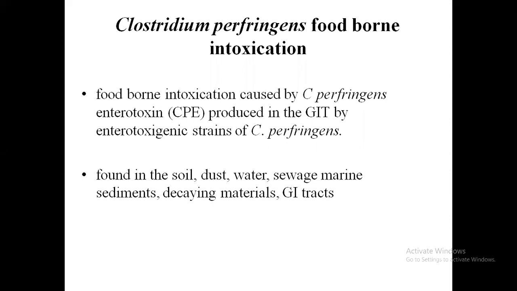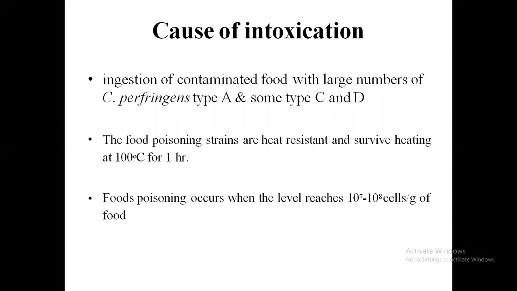So, foodborne intoxication is also caused by Clostridium perfringens enterotoxins, CPE. It is also a strain caused by perfringens. This is found in soil, dust, water, sewage, marine sediment, decaying materials, and GI tracts, and also through contaminated food. Again, there are types A, C, D. I don't know why there is no B.